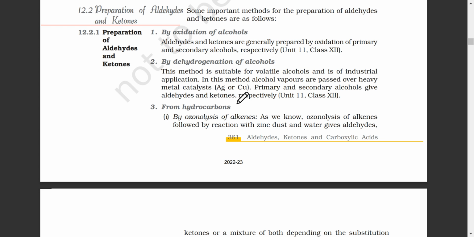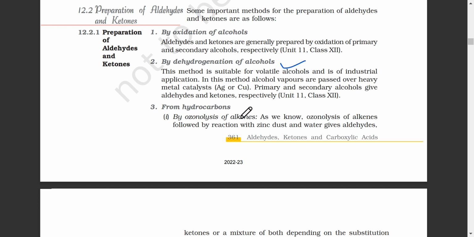Aldehydes, ketones generally prepared by oxidation of primary and secondary alcohols. Basically alcohols will have single bond OH. Fine. All you have to do is replace that by a C double bond O. तो हम बेसिकली प्राइमरी अल्कोहल लेंगे, उसका ऑक्सीडेशन करेंगे इन प्रेजेंस ऑफ एन ऑक्सीडाइजिंग एजेंट और हमें एल्डिहाइड मिलेगा, और सेकेंडरी लेंगे तो फिर हमें कीटोन मिलेगा, अगेन इन प्रेजेंस ऑफ ऑक्सीडाइजिंग एजेंट्स. एक और मेथड है बाय डिहाइड्रोजनेशन ऑफ अल्कोहल्स.